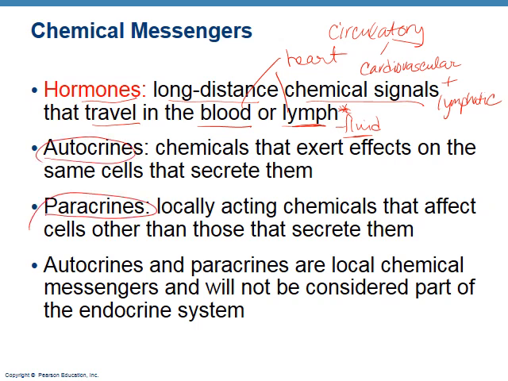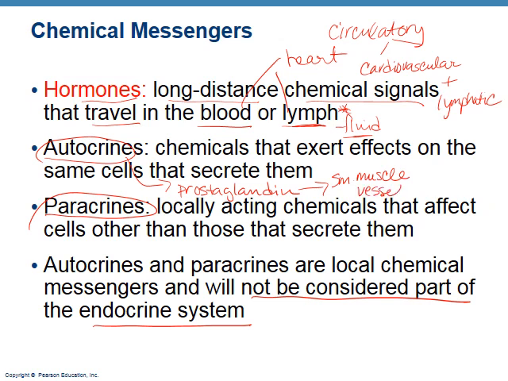Okay, autocrines and paracrines are not going to be considered part of the endocrine system. So there are other hormones that are released from other tissues that cause responses locally. So this is not something that's going to travel in your bloodstream and go to various areas throughout the body. The hormones stay local. So an example of an autocrine is a prostaglandin. This is just extra information for you guys. You don't have to know it for the exam. But the autocrine is a prostaglandin. It affects smooth muscle, and it can cause your vessels to dilate or constrict.